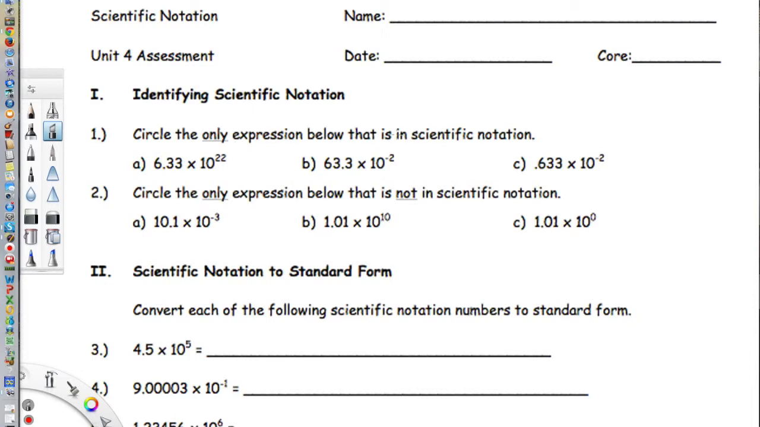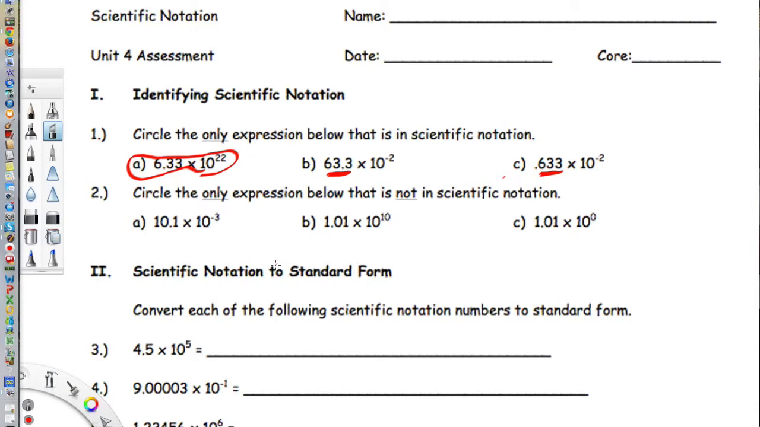Circle the only expression below that is in scientific notation. We'll look at A here. We have 6.33, or 6 and 33 hundredths, which is definitely a coefficient between 1 and 10. That passes that check. And it's also being multiplied by a base 10 number. So A is correct. When we take a look at B, we see that the coefficient is too large. That coefficient is greater than 10. And for C, we see that the coefficient is too small. It's less than 1. So B and C are disqualified from being scientific notation.